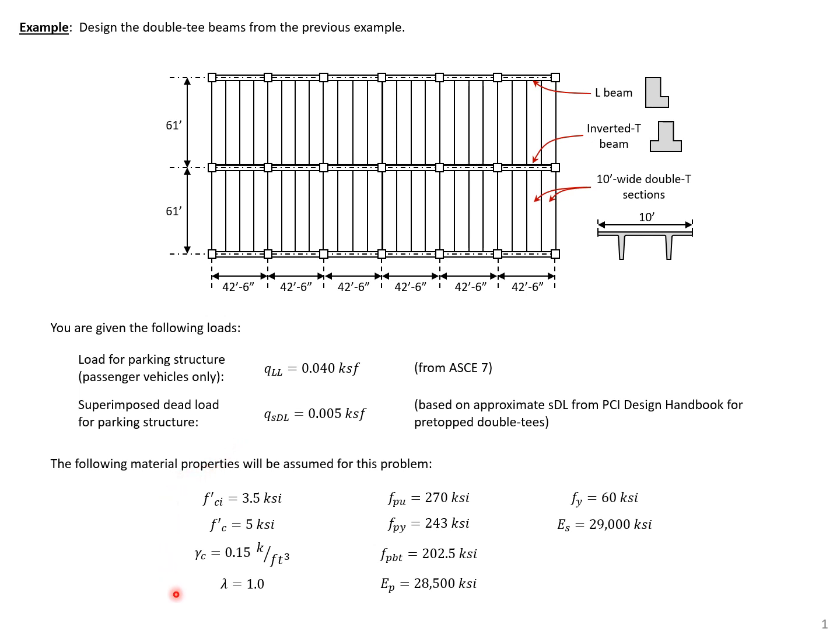We need to assume some initial material properties for the design. So the initial material properties are shown here. And these are typical values that you can start with for a building design.